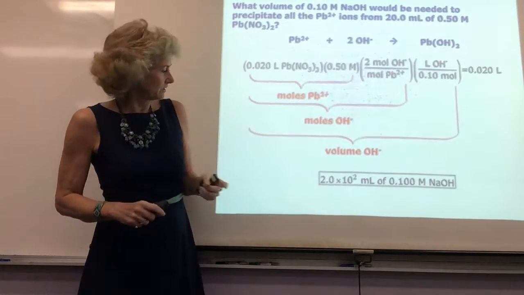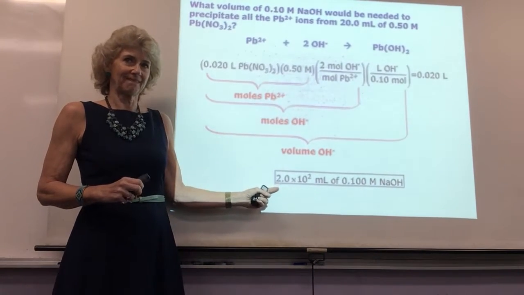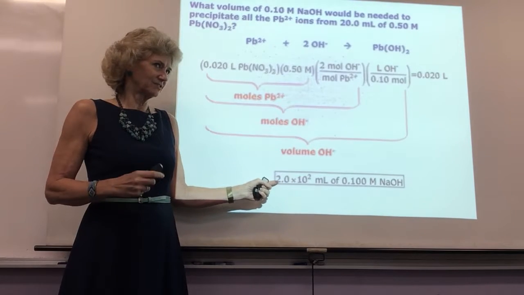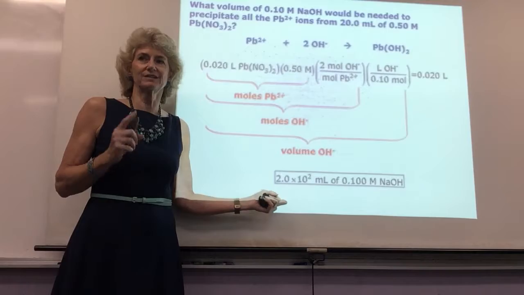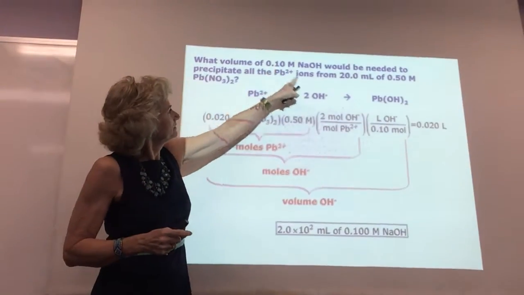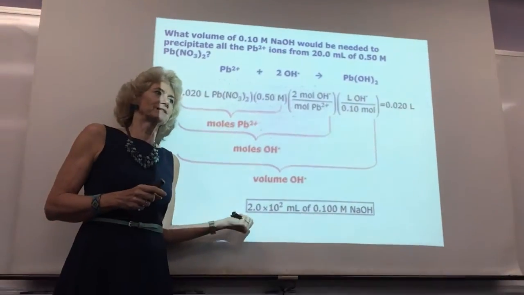And finally, you check your sig figs. So how many milliliters is that? 2 times 10 to the 2 is 200. But if you write 200 down, that's only one sig fig. And it was 2.3 here and 2 there. So to write it with 2 sig figs, don't forget to put it in scientific notation.